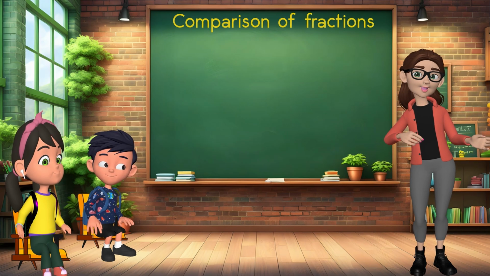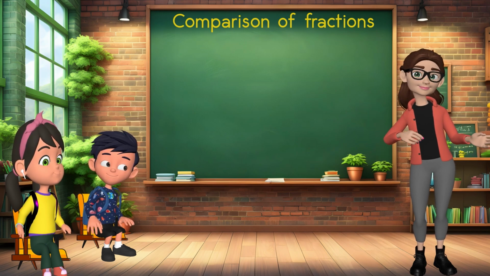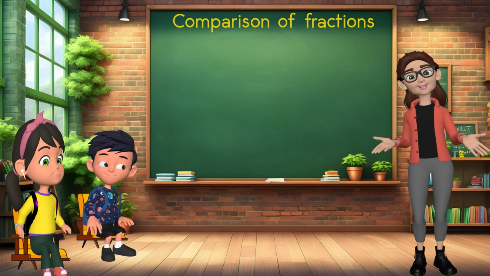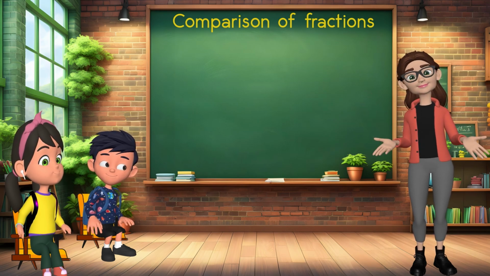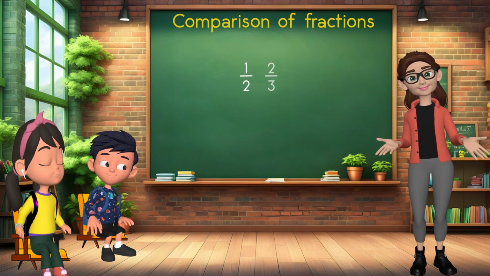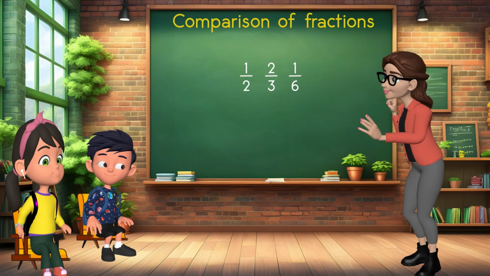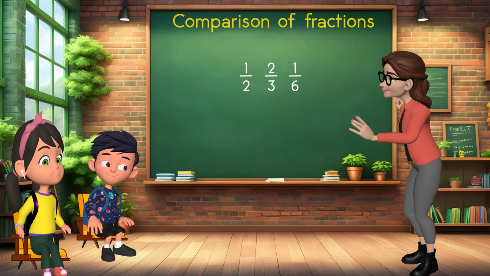Identifying smaller and larger fractions. When we see a number, we can say which is smaller or larger than another. But in case of fractions, we can't say easily which fraction is smaller or larger. Suppose there are some fractions like 1/2, 2/3, 1/6. Can you tell which fraction is smaller or larger among them?